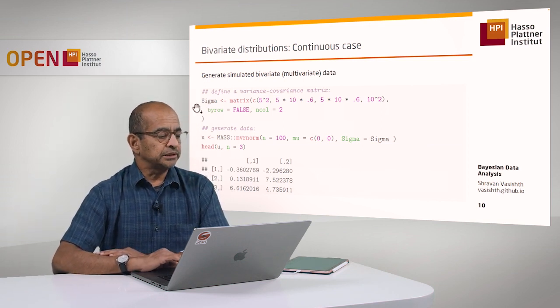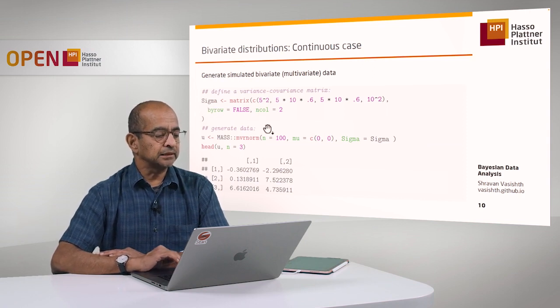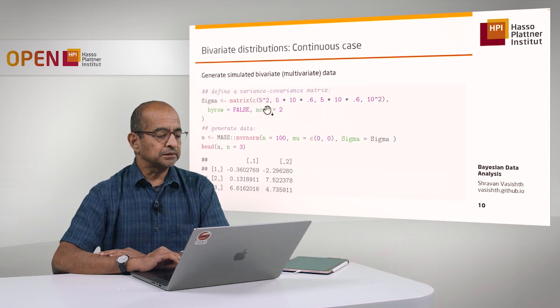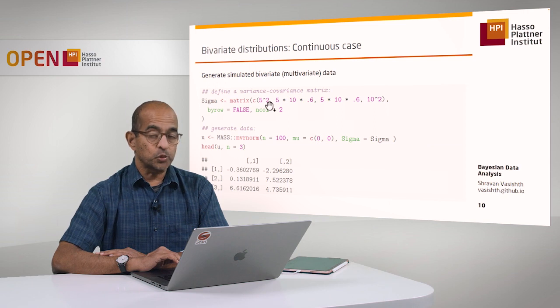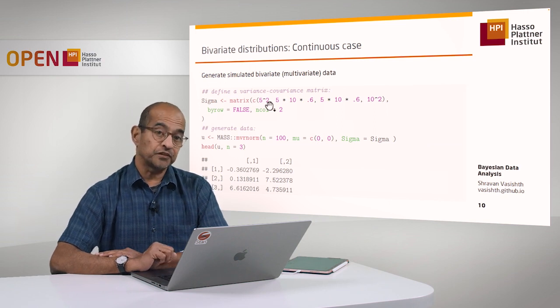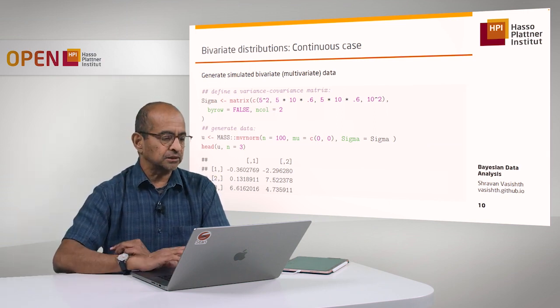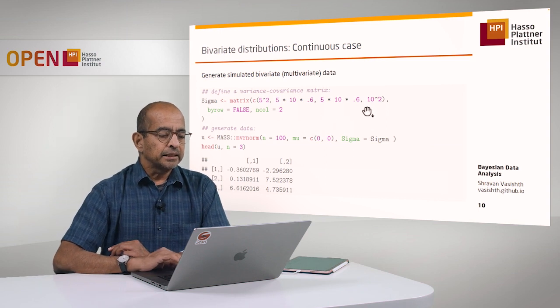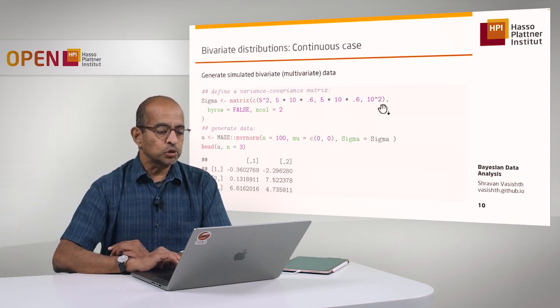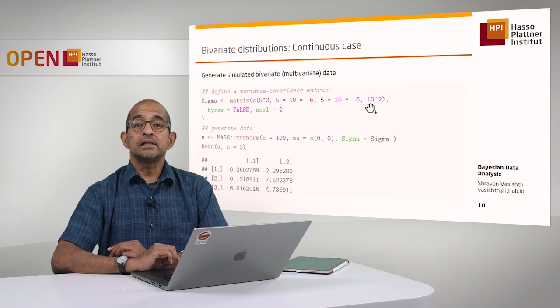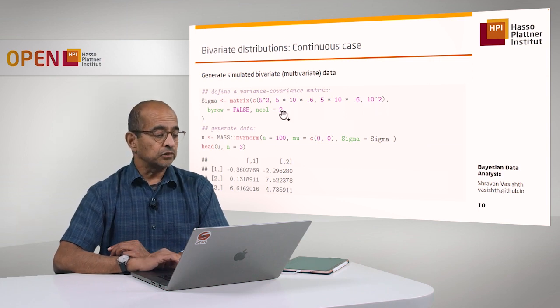So what I first do here is I've created a variance covariance matrix. This is a 2 by 2 matrix, right? And what's happening in this matrix is that in the first row, first column, I've got 5 squared, which is the variance of the first random variable. I just decided on something, right? And here I've got 10 squared, which is the variance of the second random variable. And on the off diagonals, I've got the covariances, and I'm assuming a correlation of 0.6.